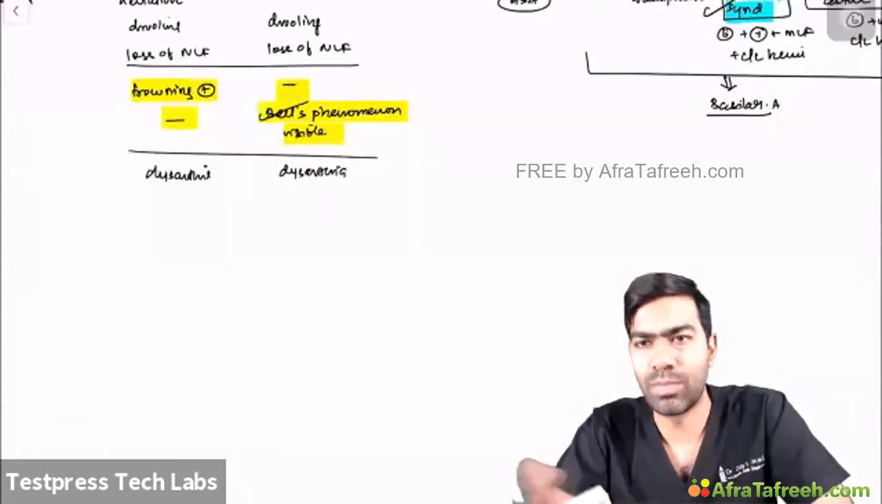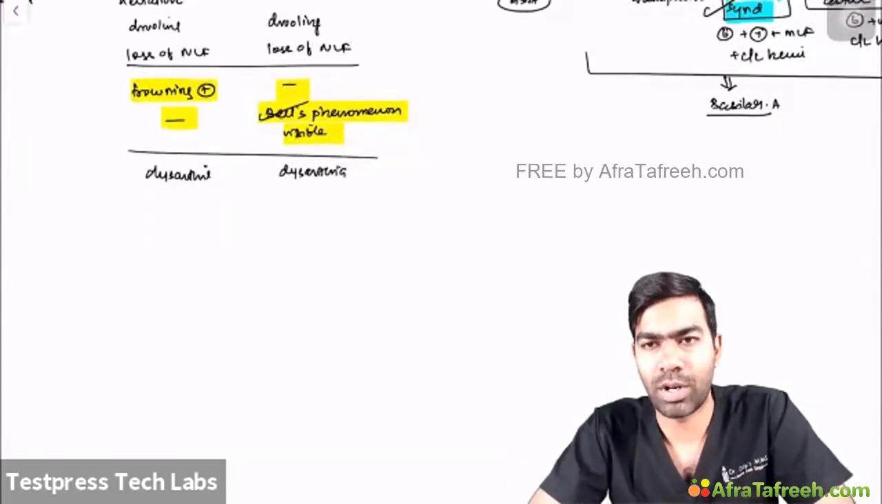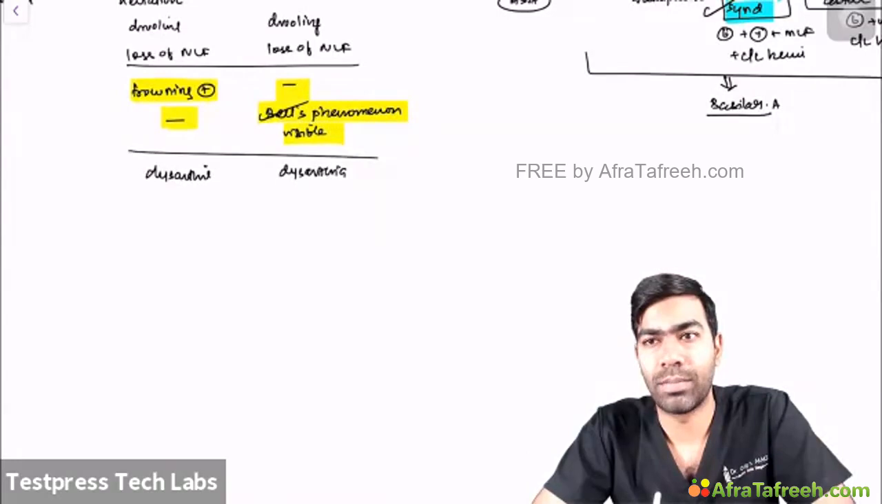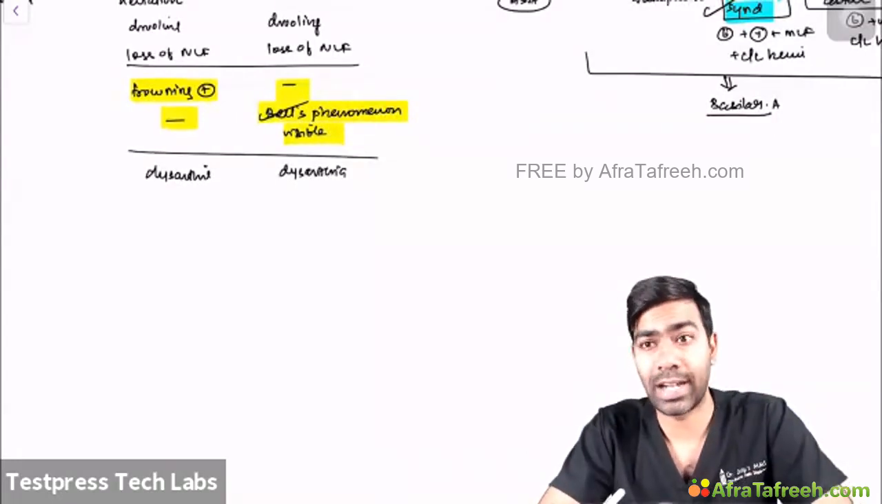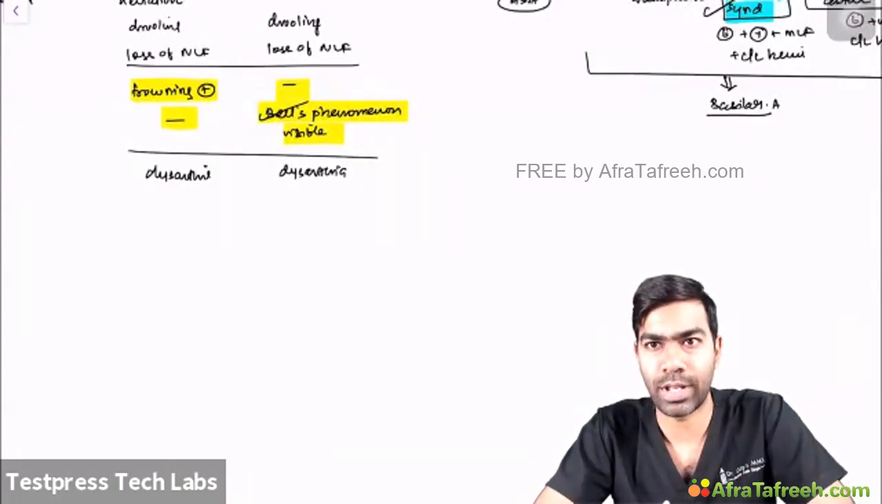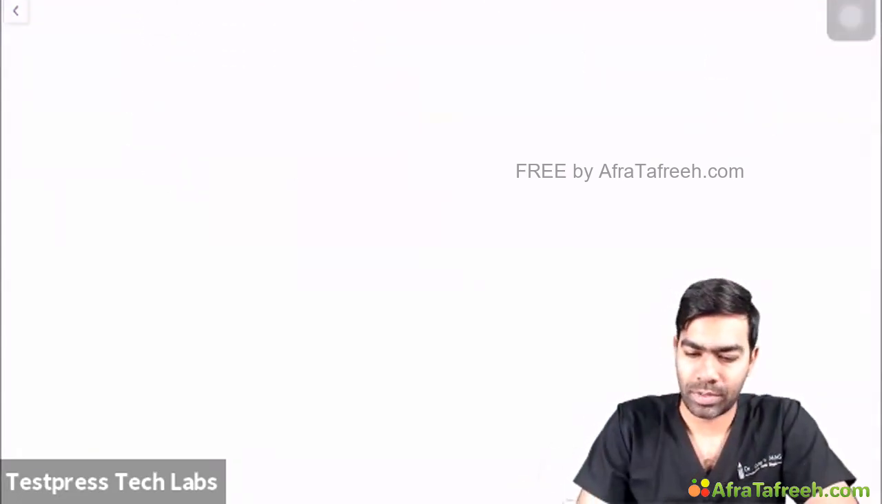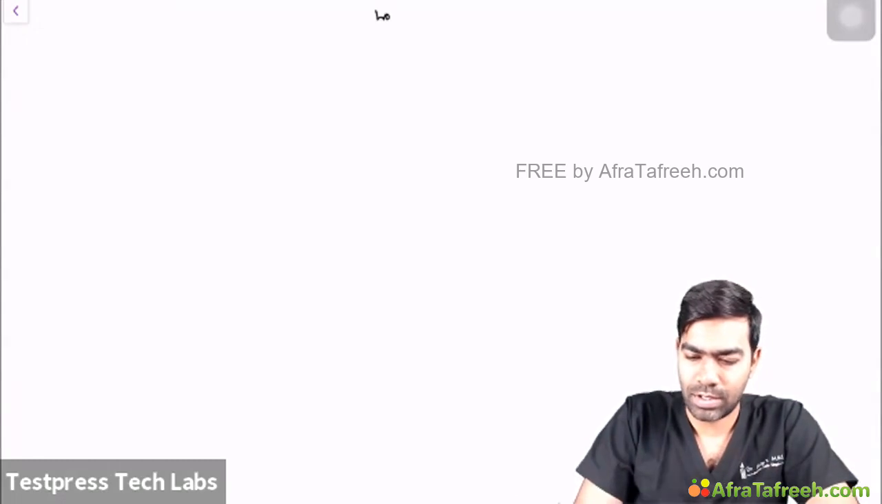And now let us move on to the 3 other important things. Locked-in syndrome, second is pontine hemorrhage, and third is brain death. Now, how to diagnose it and what the criteria for brain death are is going to be very, very important for exams as well. So let us start with locked-in syndrome first.